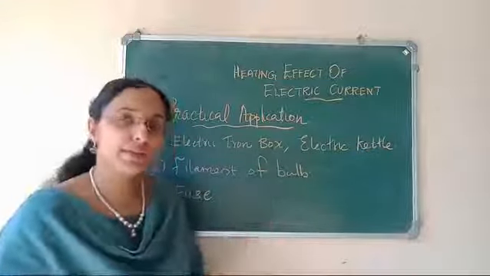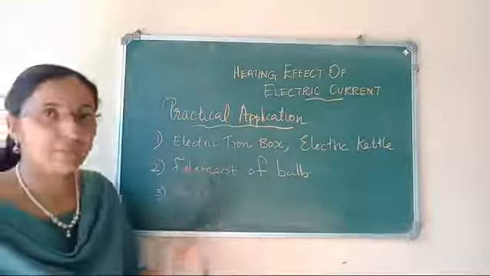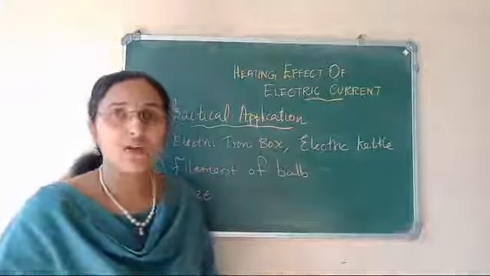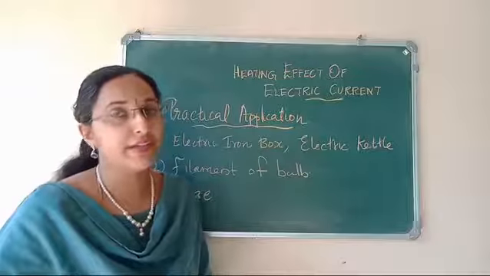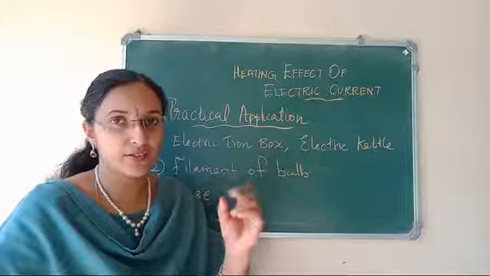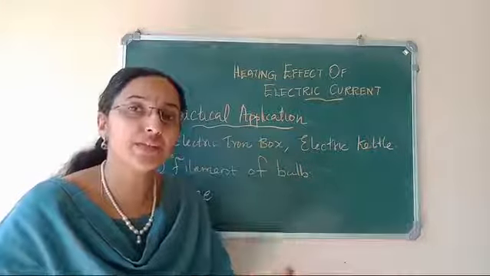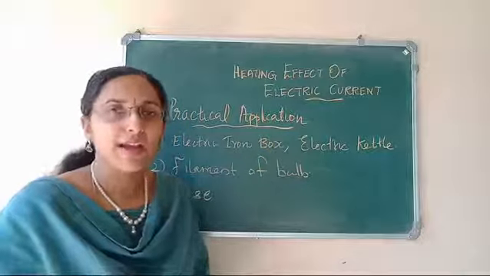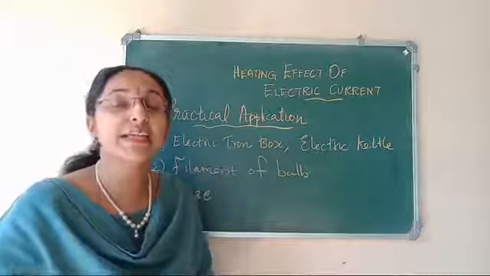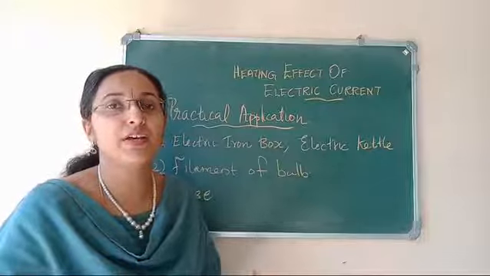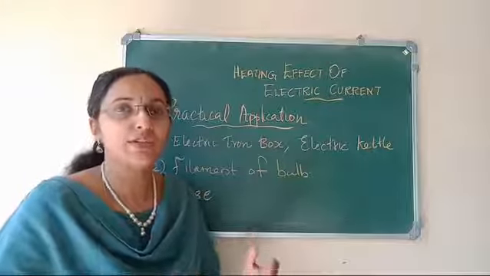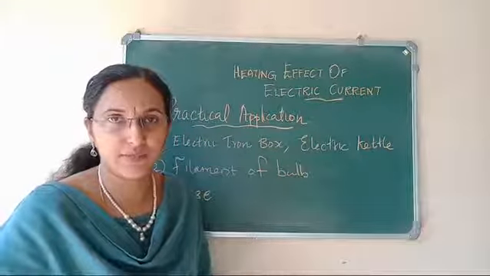The next one is the bulb. The filament of the bulb is made up of tungsten, which has a high melting point. It is heated up, and when this tungsten is heated up, it glows, giving light energy. Here more heat energy is produced than light energy, and this bulb is filled with inert gases so that the filament, at the time of glowing, will not react with them.